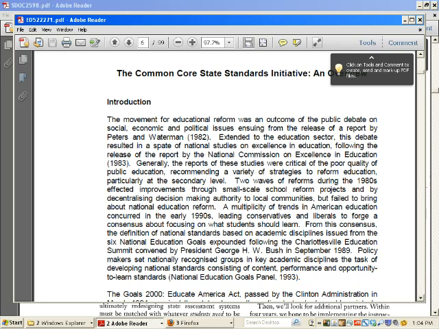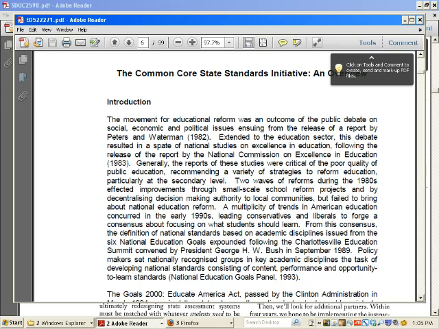Governors wanted to do something, and a lot of politicians wanted to throw a lot of money at these education problems that they perceived. Generally, the reports of these studies were critical of the poor quality of public education. So these reports kept coming out. The National Commission on Excellence in Education sent one out in 1983.